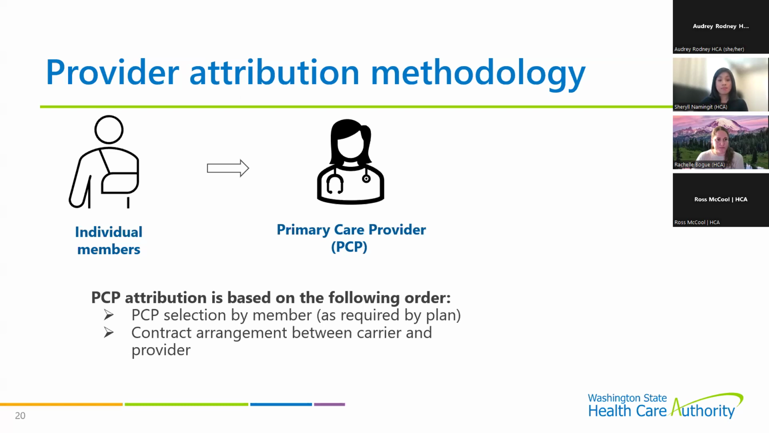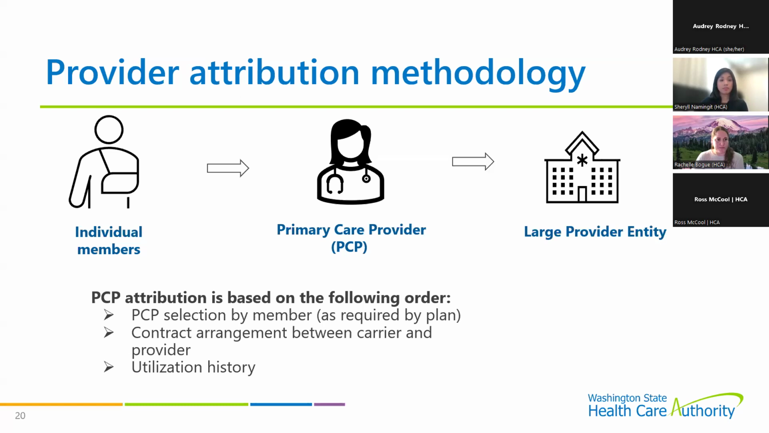And for those remaining members, PCP attribution should be based on the member's utilization history. Carriers may apply their own primary care-based methodology when attributing a member to a PCP based on utilization. Once the members are attributed to a PCP, the PCPs are also attributed to large provider entities based on carriers' contracts with large provider entities for financial and quality performance assessment during the reporting periods.